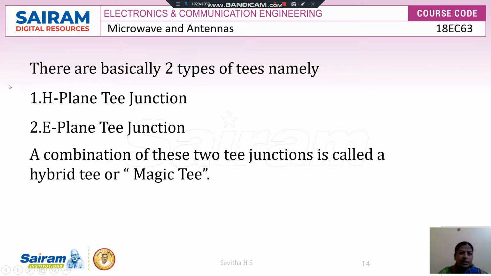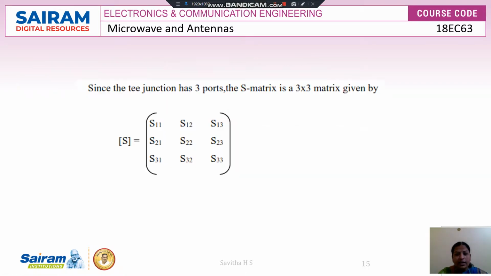So there are basically two types of Ts we'll study. The first one is the H-plane T junction and the second one is the E-plane T junction. The combination of these two T junctions is called a hybrid T or a magic T.